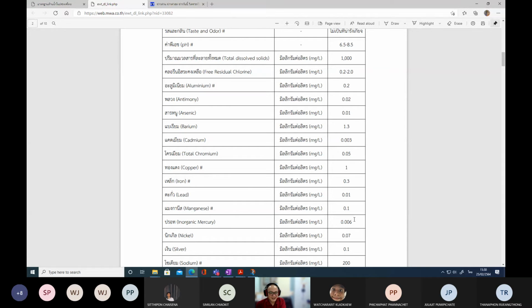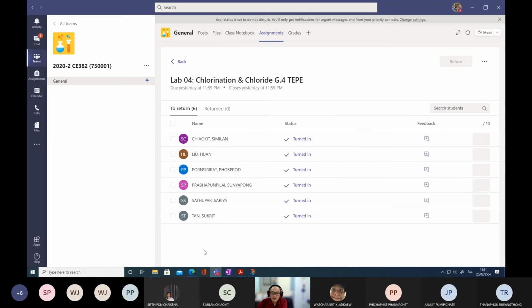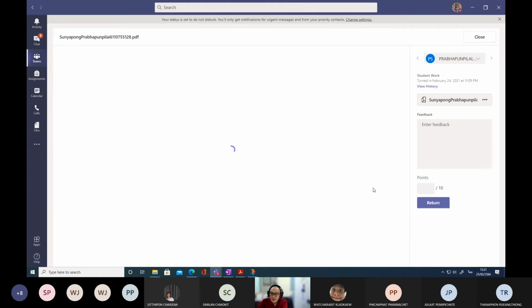That is why for mercury the allowable limit is just 0.006, similar to cadmium. This one also, 0.003 only. That's the maximum allowable limit. So the smaller allowable limit indicates a higher level of toxicity. Okay, and what about group 4? Let's have a look at this copy.